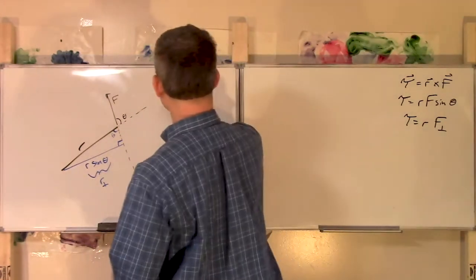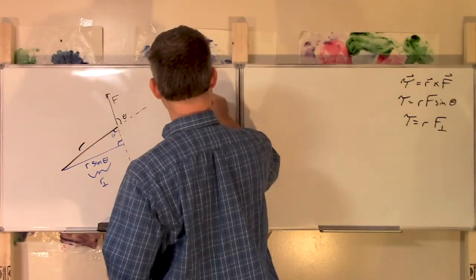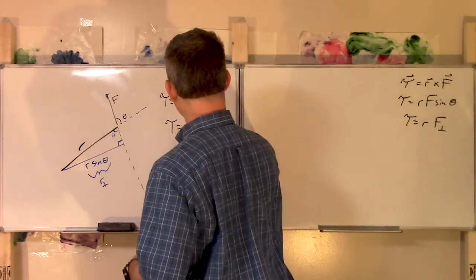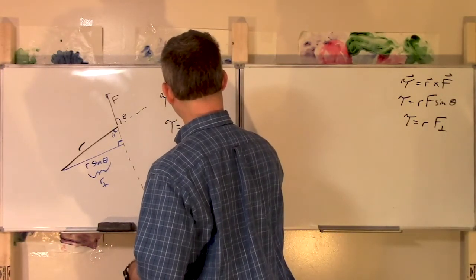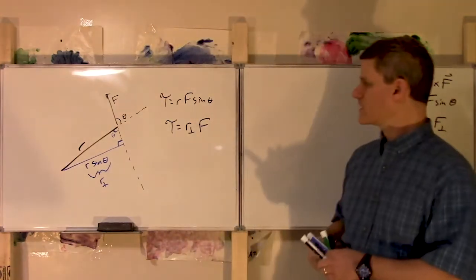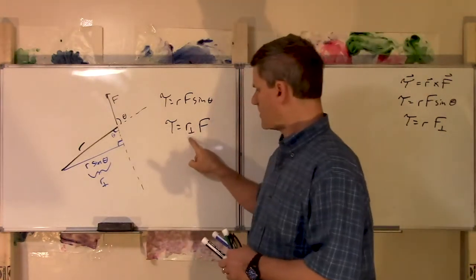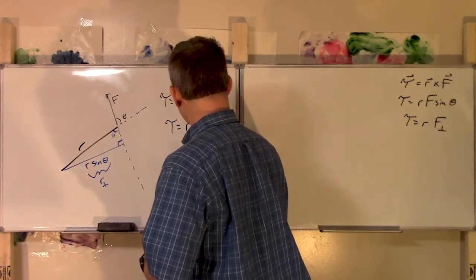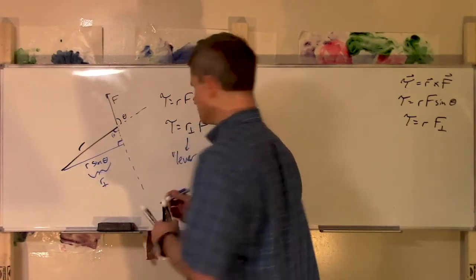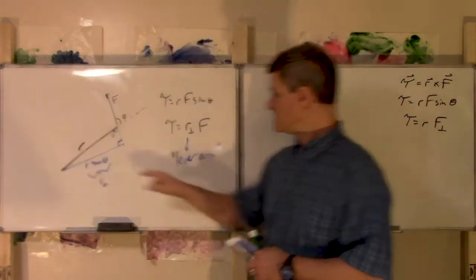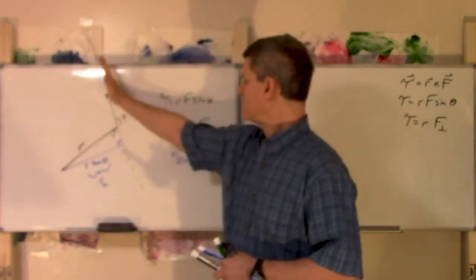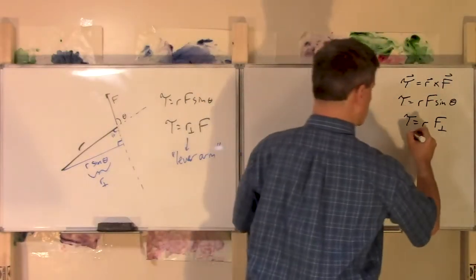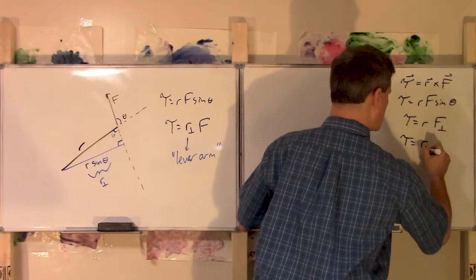So our expression torque equals R F sine of theta can be written, if we take the R sine of theta and put it together, as torque equals R perpendicular F. R perpendicular, which is often called the lever arm, is the distance from the pivot point to the line that is parallel to F. So that's going to look like this. Torque equals R perpendicular F.